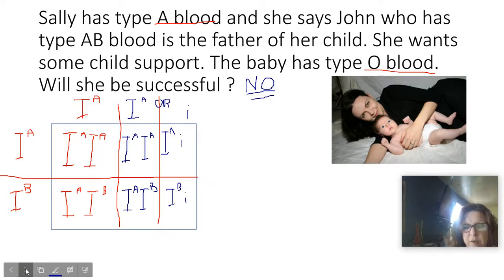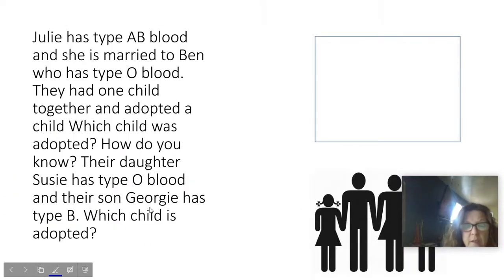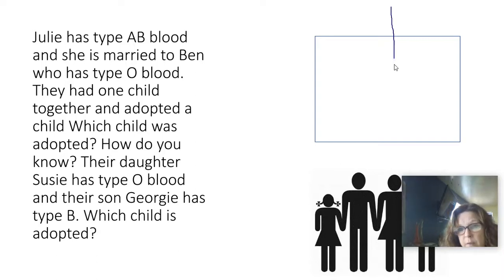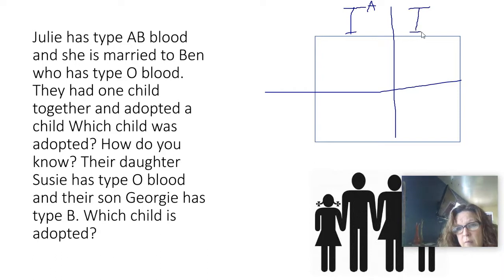Okay, let's try another problem. Julie has type AB blood, and she's married to Ben, who has type O blood. Okay, so here's Julie. She's got type AB blood. And she's married to Ben, who has type O blood, so that means he has 2 recessive alleles.